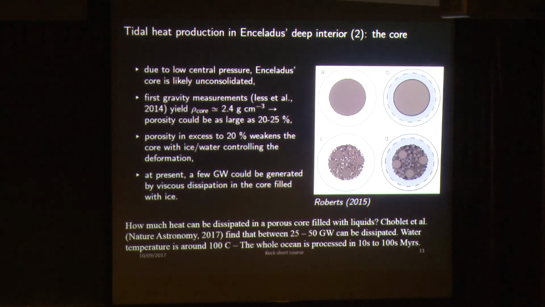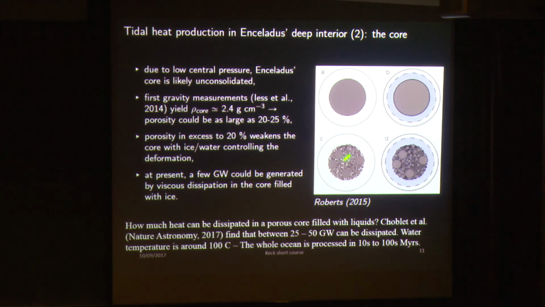And by the way, when you look at the gravity measurements, looking at the moment of inertia and the mass, you find out that you can get porosity as large as 20 to 25%. And the 20% is if you take the density of hydrated silicates, which is much less than the density of non-hydrated silicates like olivine or pyroxenes. So if you take olivine and pyroxene, you find a porosity even larger. So in Roberts et al., what they had is a mixture of rock and ice.